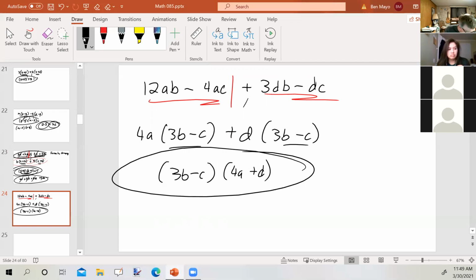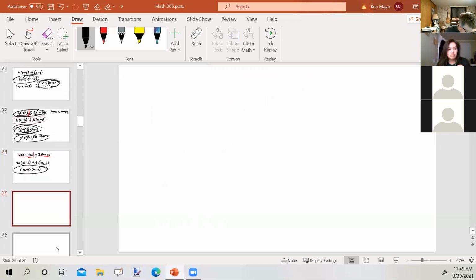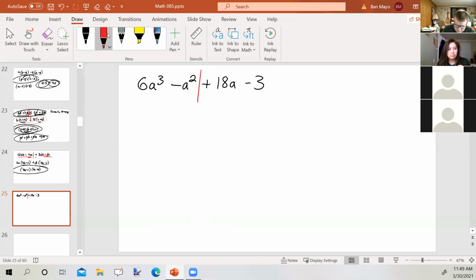Okay, let's see here. How about this one? 6a cubed minus a squared plus 18a minus 3. Again, factor by grouping. Well, let's see. 3 of the terms have a factor of 3, but not all 4 of them. And 3 of the terms have a factor of a, but not all 4 of them. There isn't anything that's a common factor of all 4 terms except just 1. So again, I'll split it up into 2 groups of 2.